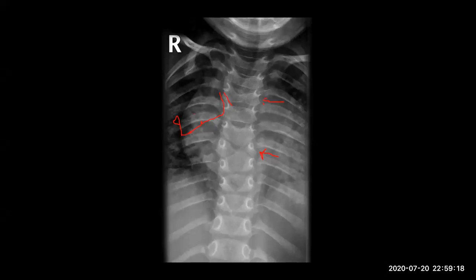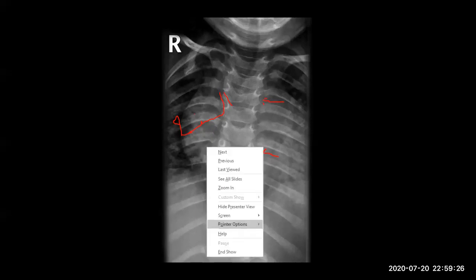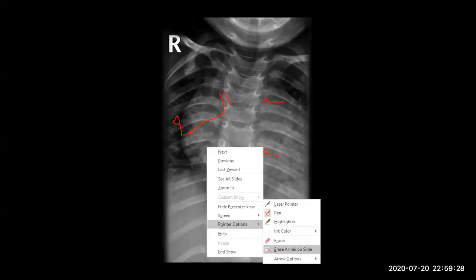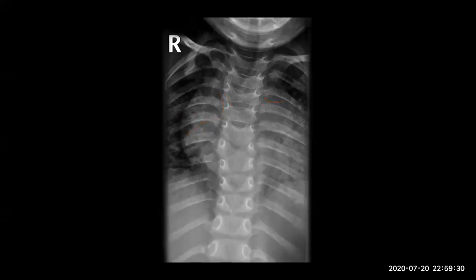Okay. These are the two findings here, spina bifida and butterfly vertebra. We can maybe move to see if there is a last case or not. Okay, next case.